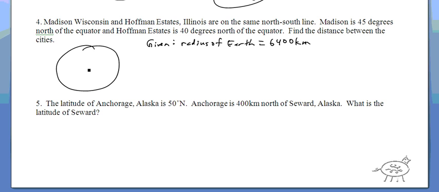All right, so the radius of the Earth is 6,400 kilometers. So this is the deal. Here's the equator, and I'm telling you that Madison, Wisconsin is 45 degrees. So that angle is 45 degrees.